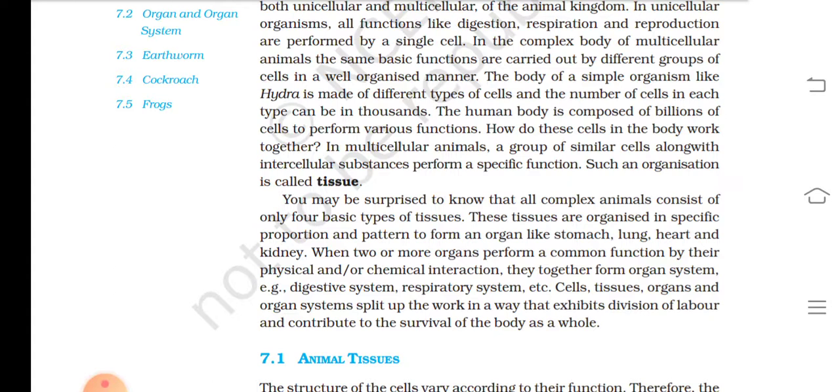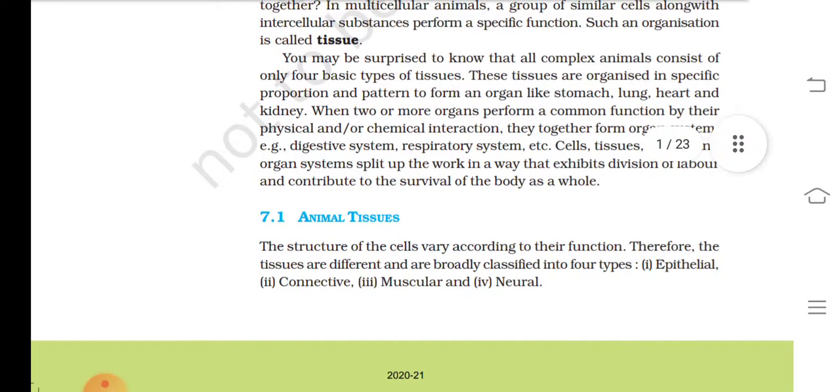When two or more organs perform a common function by their physical and/or chemical interaction, they together form an organ system. Example: digestive system, respiratory system, etc. Cells, tissues, organs, and organ systems split up the work in a way that exhibits division of labor and contributes to the survival of the body as a whole.